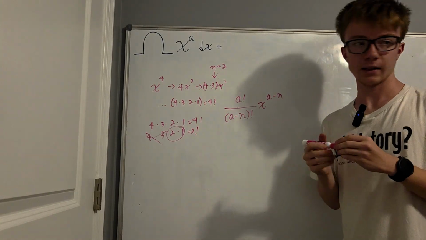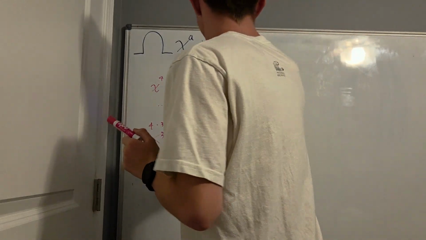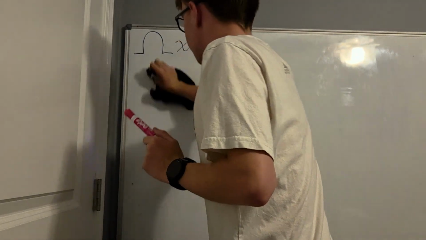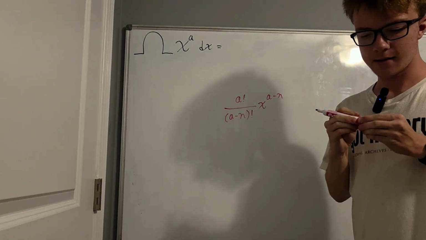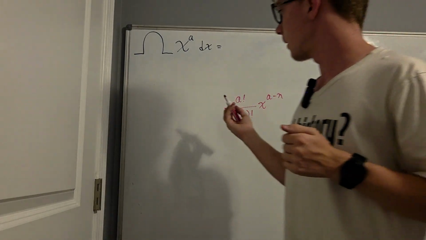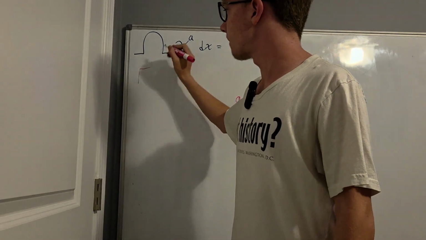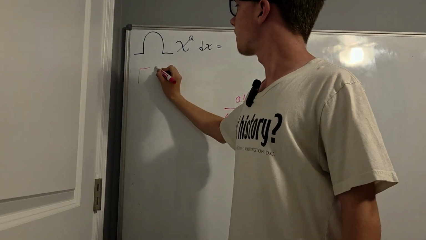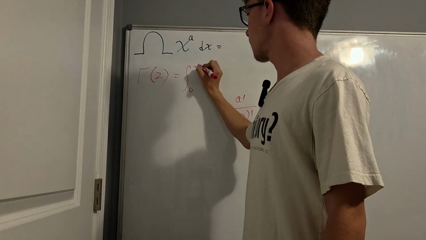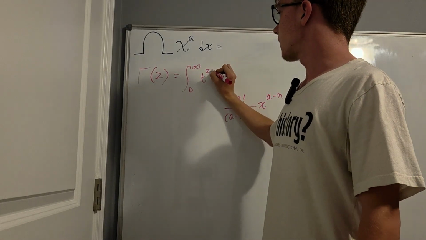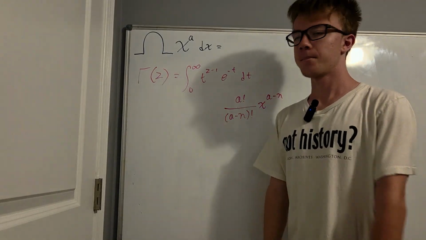Now, I'm going to take this one step further because this only works for integers. What I'm going to do now is going to take this. I'm going to use something called the gamma function. Now, the gamma function looks like this. It's capital gamma of z is equal to the integral from 0 to infinity of t to the z minus 1 e to the negative t dt, right?